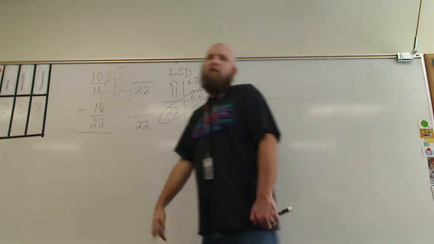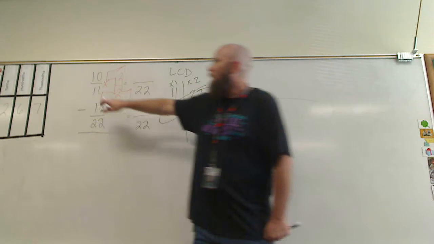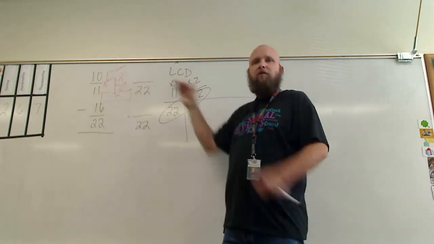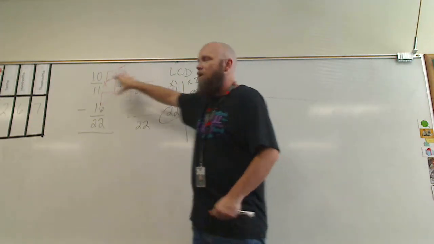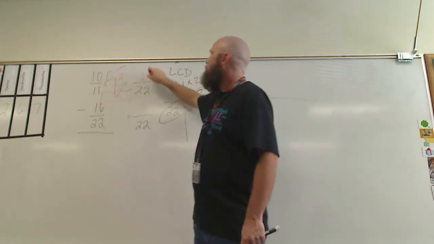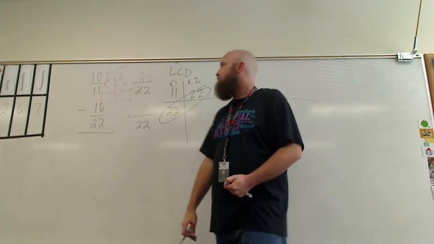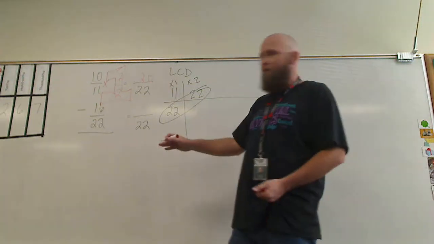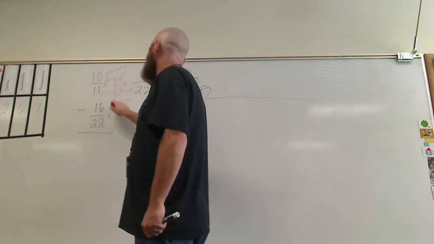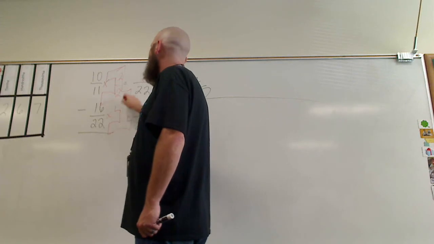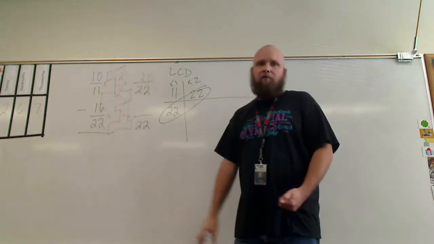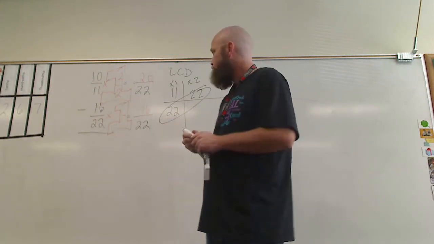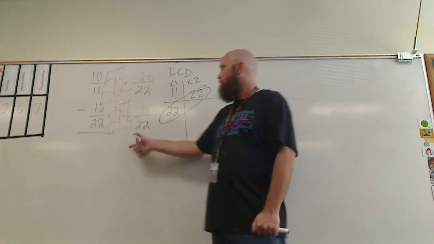I can look here, and I see that 11 times 2 gives us 22. So I need to multiply by 2 over 2. I'm making my denominator bigger, so I must make my numerator bigger so that it stays equivalent, so that this fraction is equal to that. So 10 out of 11 is the same value as 20 out of 22. Okay? This one, I have to get a denominator of 22. Well, guess what? I already have a denominator of 22. So all I have to do is move my 16 straight over.